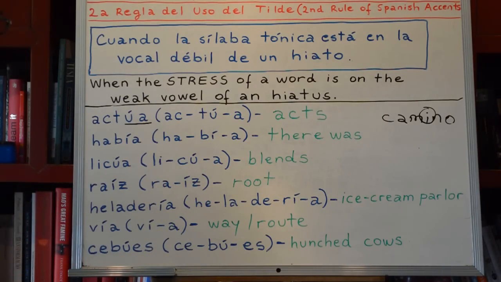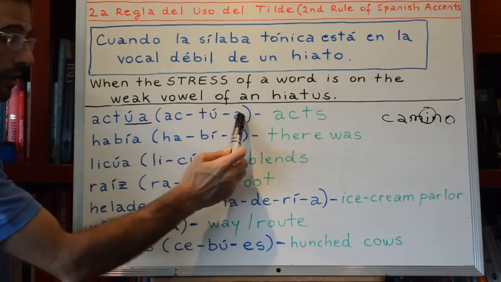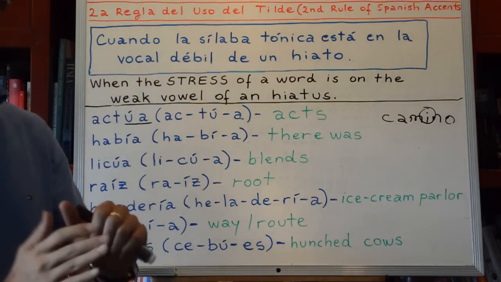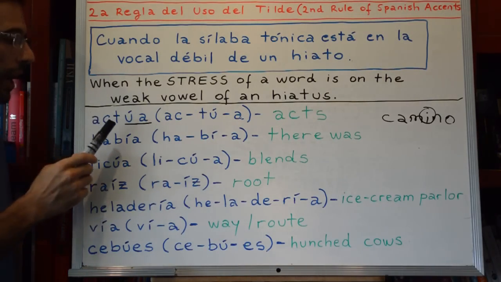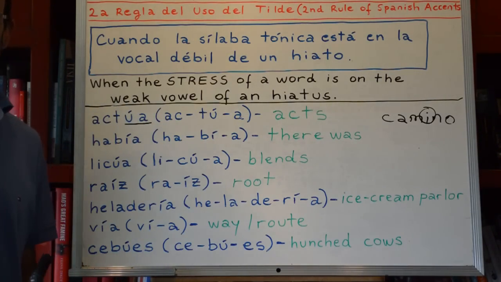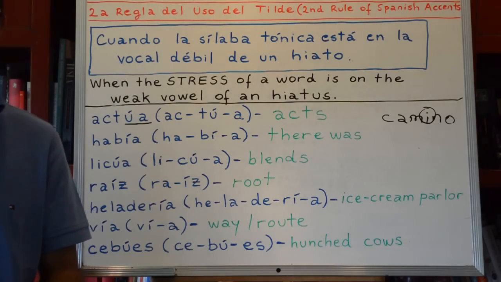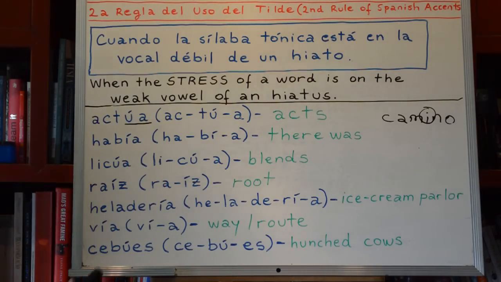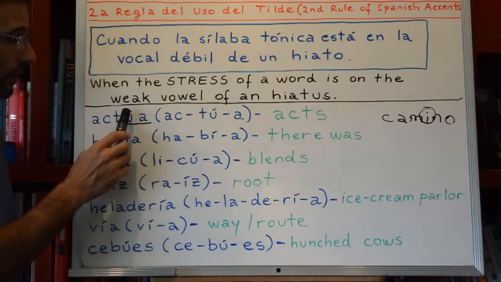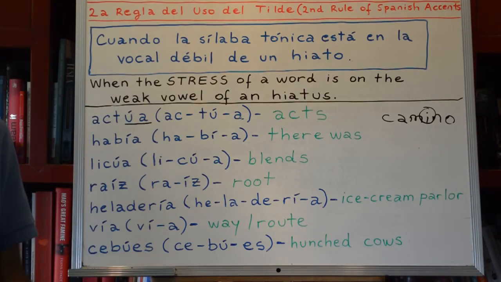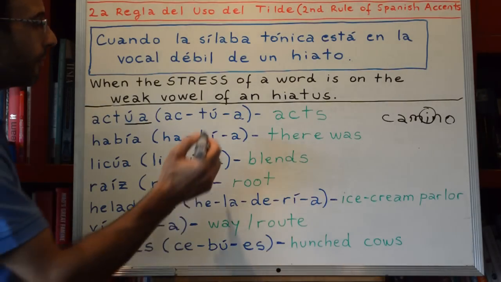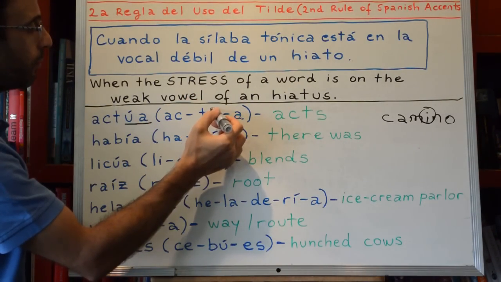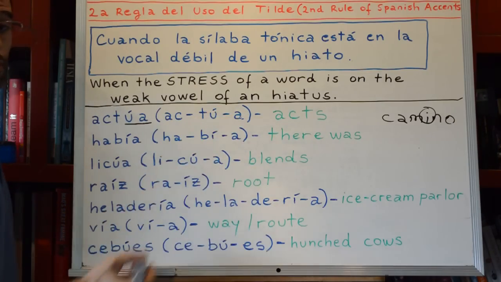So, we have an hiatus here, okay? Where is the accent of the word? The accent is where the stress is. So let's read aloud this word. Actúa. Actúa. Where is the stress? The stress is in U. Actúa. Okay? So, U is part of the hiatus, right? And U is a weak vowel. Therefore, U carries a tilde. Okay? You can see I wrote a tilde on top of the U.